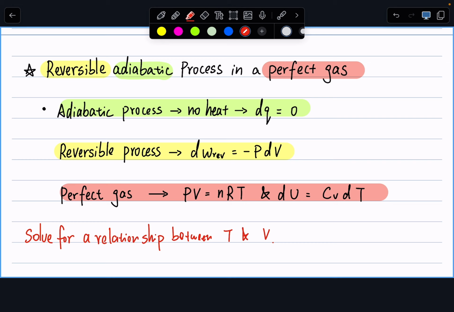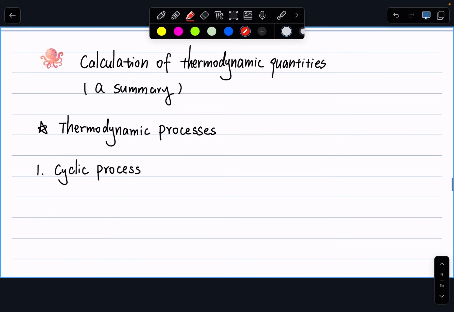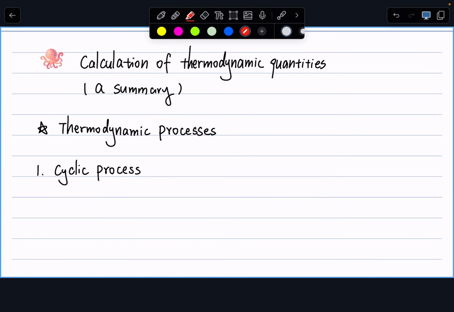Okay. With that in hand, let's move on to look at our summary. So this is the end of our chapter 2. We covered everything in chapter 2. Now, before we move on to chapter 3, we want to take this opportunity to quickly review what we know. So in this case, this is going to be a summary of thermodynamic quantities.